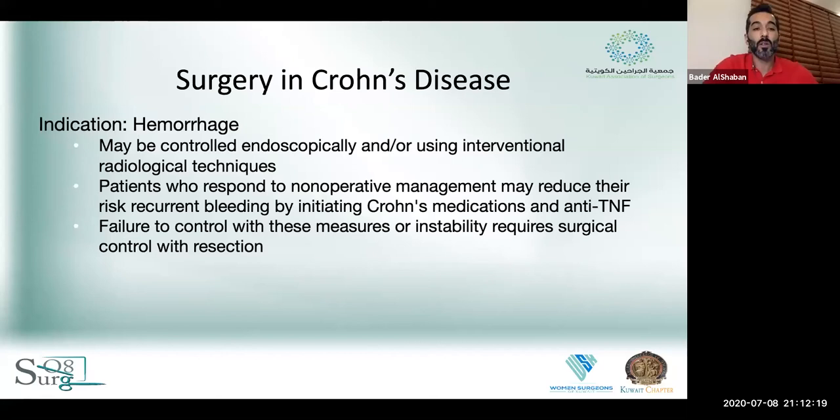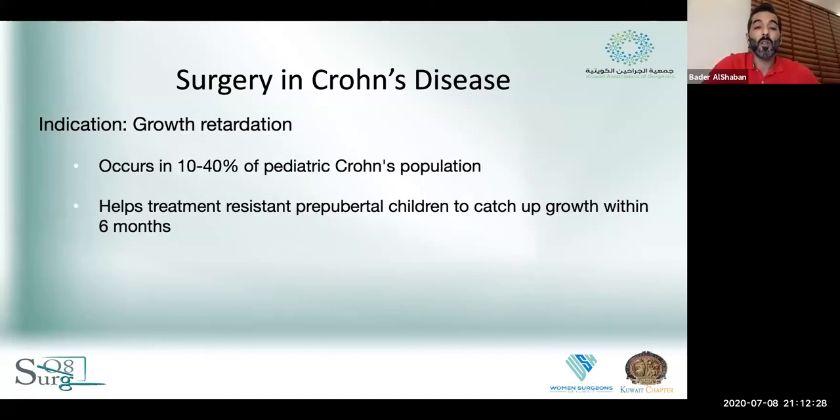And growth retardation is a very important but very frequently missed indication for operating on these patients, because it tends to present in up to 40% of the pediatric population. And surgical intervention will eventually help the patient catch up to whatever they lost within 6 months.